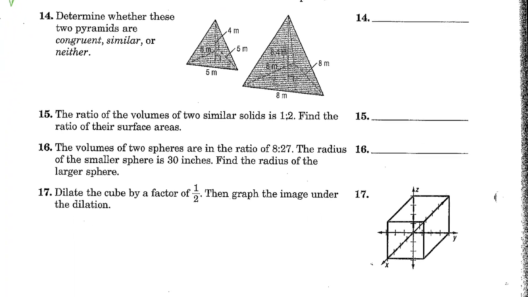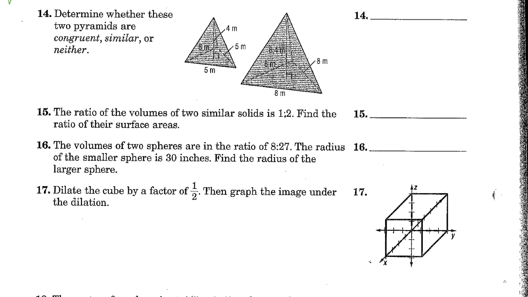Okay, next one. Determine whether these two pyramids are congruent, similar, or neither. Ooh, that's a fun problem. Well, are the numbers all the same? No, so they are not congruent. So all we need to do is say, are they similar? Well, is the equilateral triangle on the bottom similar to the other equilateral triangle? Yes. Scale factor is 5 to 8.